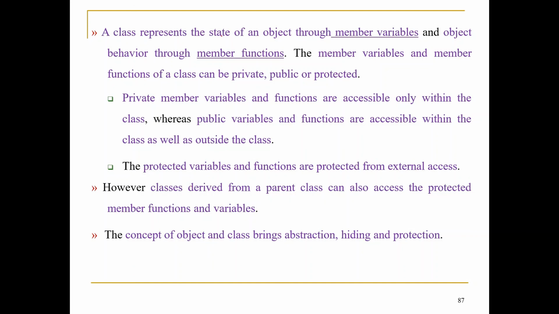A class represents the state of an object through member variables and object behavior through member functions. And these member variables and member functions can be public variables and public functions, or they can be protected variables and functions. If they are public, anybody can access them, whereas if they are protected, access is denied. Only the people who have permission can access them. So when I say accessing, it is about making that particular task happen.